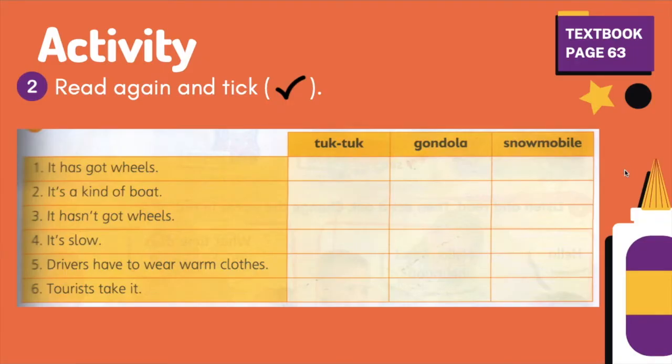Okay, now let's start with our next activity. For our next activity, I need you to write in your exercise book, or if you don't have any exercise book, you can write on a piece of paper. First of all, please begin your writing with today's day and today's date. Underline them. And write the instruction, read again, and tick.